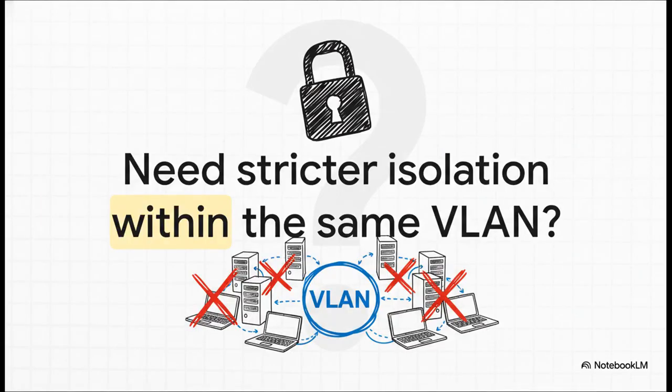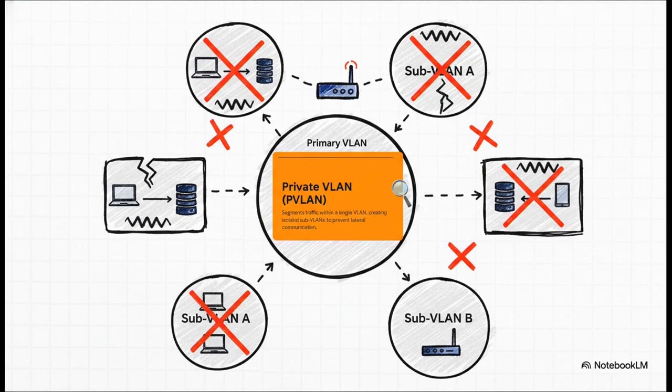Okay, so here's a curveball. You've got a bunch of devices, and they all need to be on the same network subnet to talk to the internet gateway. But for security, you absolutely cannot let them talk to each other. What do you do then? The answer is something really clever called a private VLAN, or PVLAN. This lets you create little sub-VLANs inside of a normal VLAN.